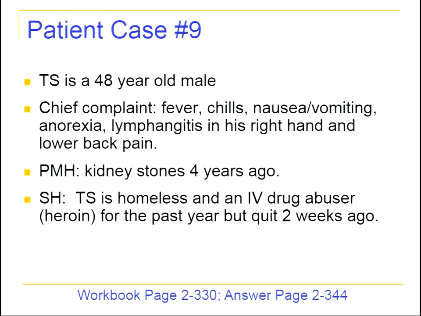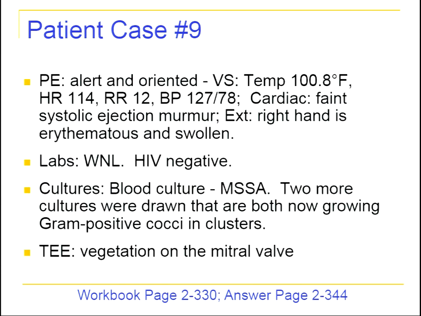Moving on to case 9. This is TS. TS is a 48-year-old male who comes in with a chief complaint of fever, chills, nausea, vomiting, anorexia, lymphangitis in his right hand, and lower back pain. He has a history only of kidney stones. He's homeless. He's an IV drug user of heroin for the past year, but he quit 2 weeks ago. And so he's on the right path.